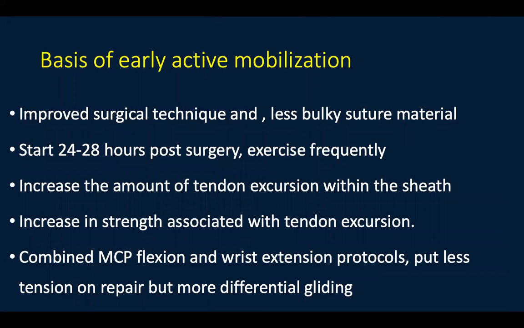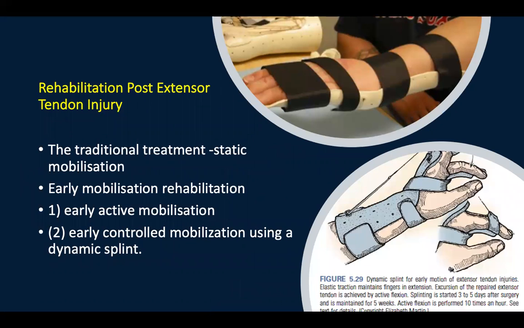The basis of early active mobilization is that nowadays the surgical techniques are improved and the suture materials we are using are less bulky. So we can start the mobilization at 24 to 48 hours post surgery, exercise frequently, increase the amount of tendon excursion within the sheath, and increase strength as well with the tendon excursion. A combined MCP flexion and wrist extension protocol followed in early active mobilization puts less tension on the repair but more differential gliding.